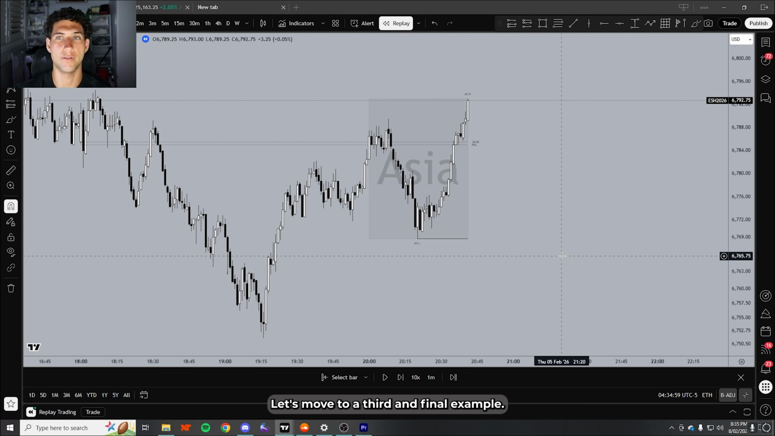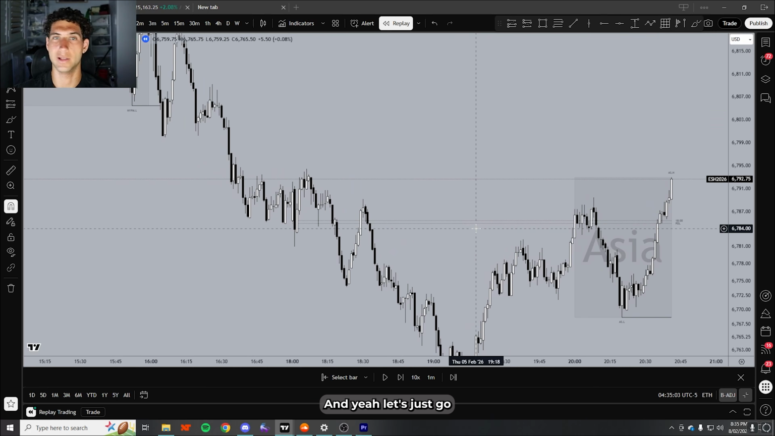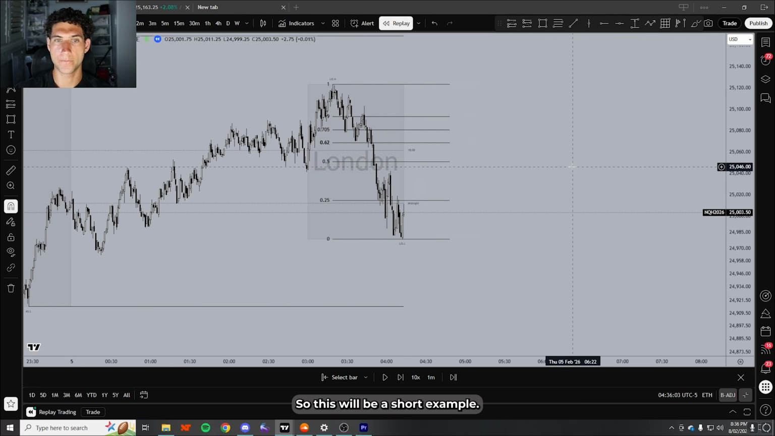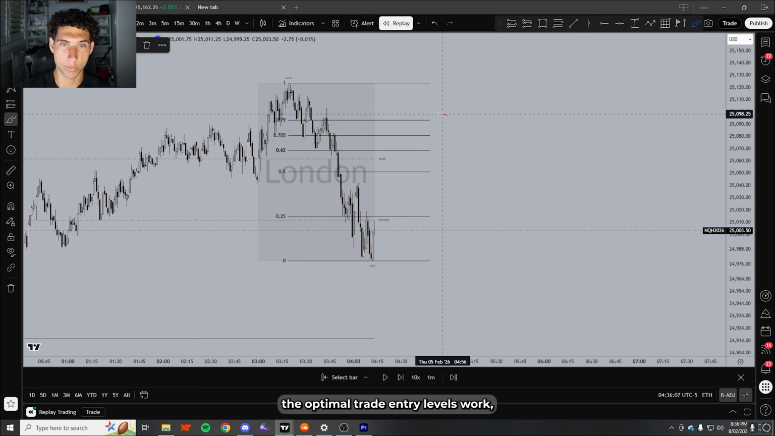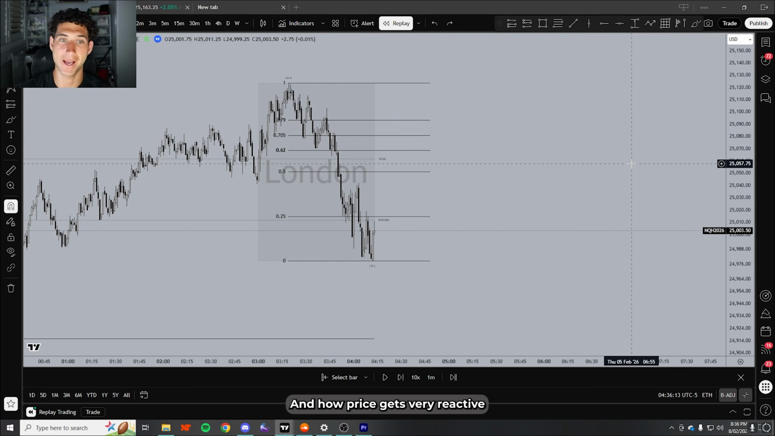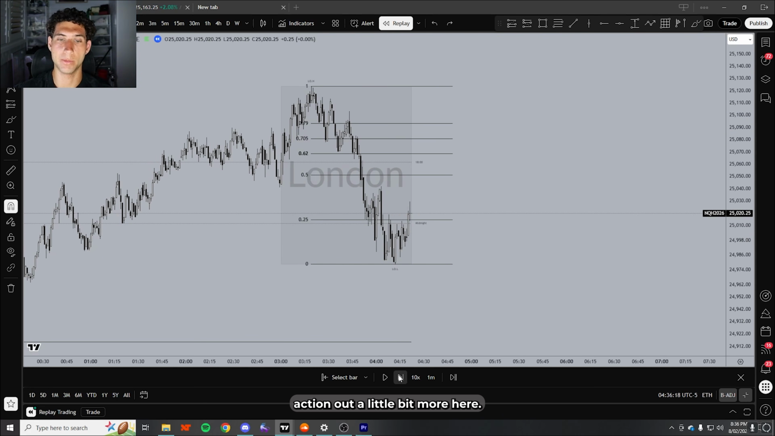Let's move to a third and final example. And this will be a short example. And yeah, let's just hop straight into it. Okay, so this will be a short example. And this is going to demonstrate how well the optimal trade entry levels work, especially this last one, and how price gets very reactive when it touches it. And let's just play price action out a little bit more here.